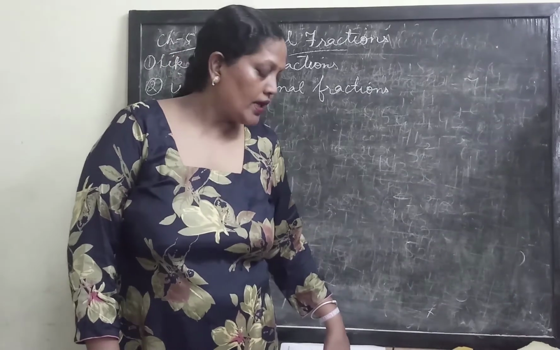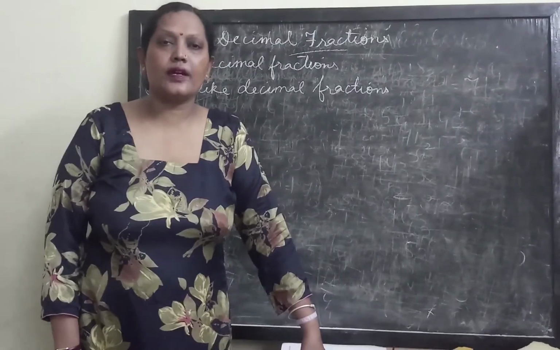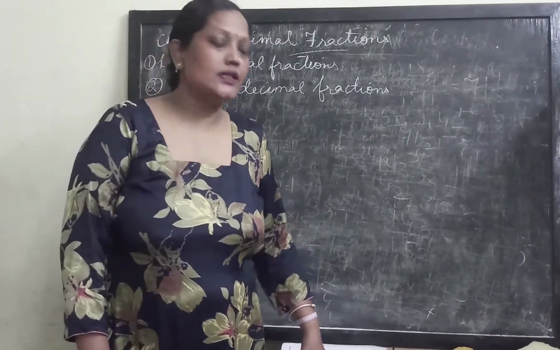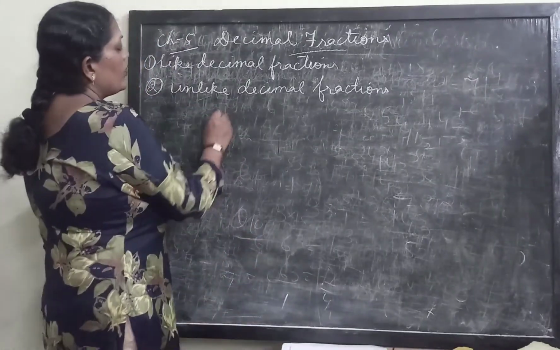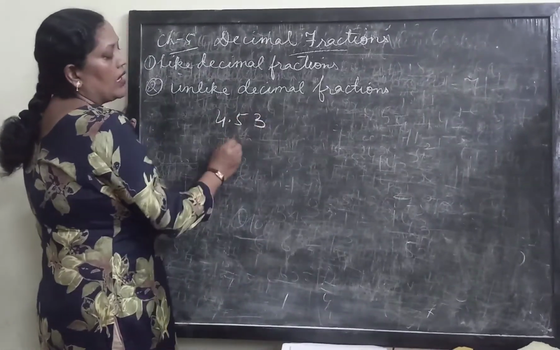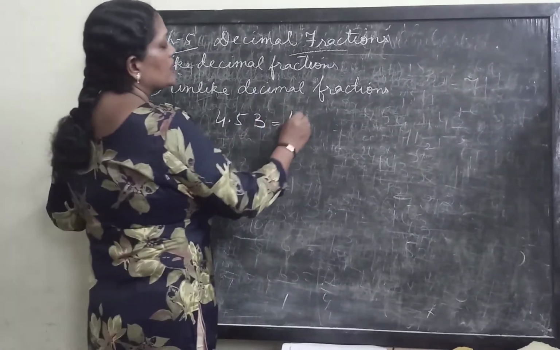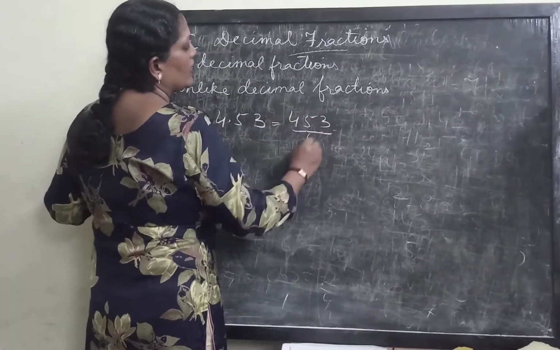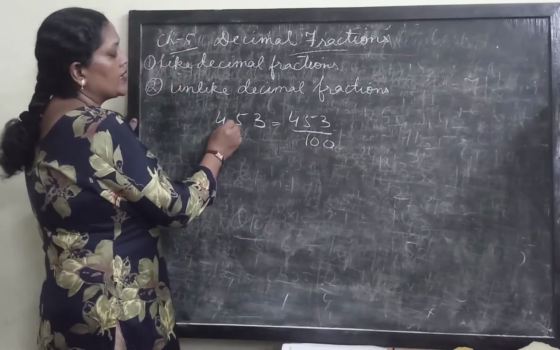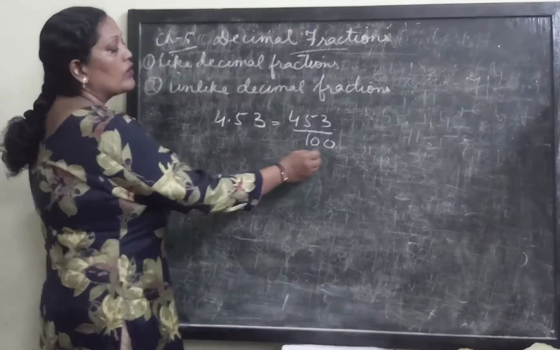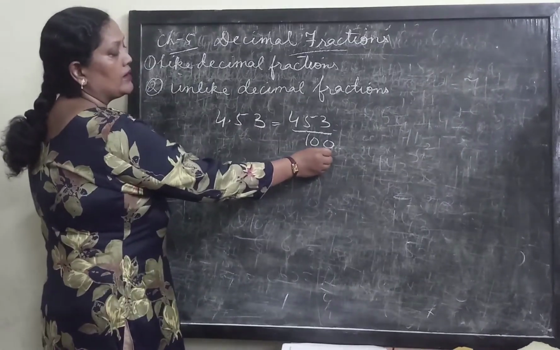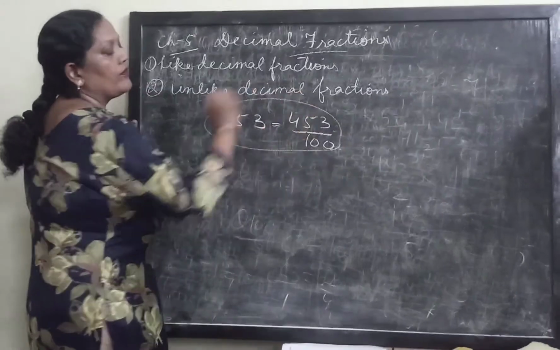Students, today my lecture is on decimal fractions. Do you know what decimal fractions are? Take 4.53. After the decimal we have 53. When you change it to 453 over 100, because after the decimal we have two digits, so there are two zeros in the denominator. This is known as a decimal fraction.